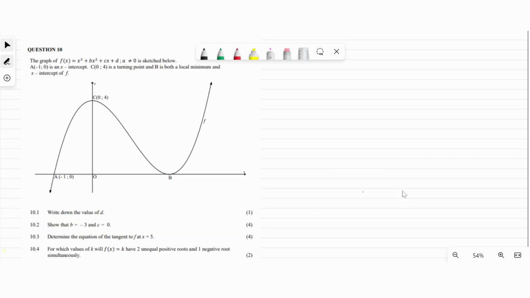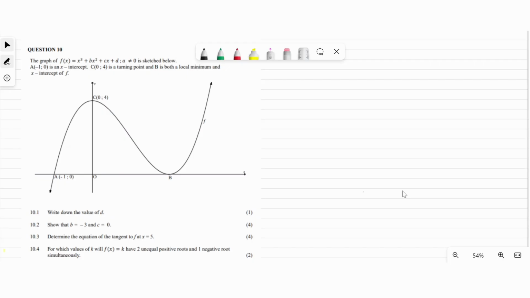So now let's do question 10. It says the graph f of x is equal to ax cubed plus bx squared plus cx plus d. Then they tell us that a is not equal to 0. Then they say it's sketched below. Then they tell us that a is given as negative 1 and 0, which is the x-intercept, and c is given as 0 and 4, which is the turning point, and is the local maximum, and b is both the local minimum and the x-intercept.